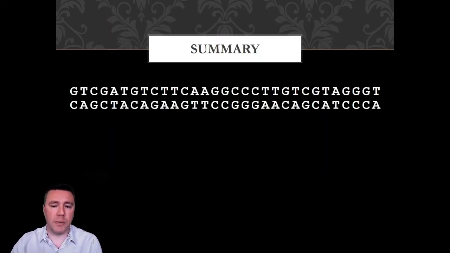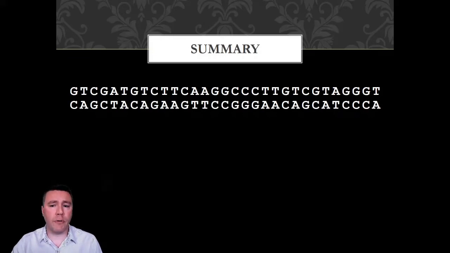Here I have some DNA, a small region of a gene, and I know this is DNA for a couple of reasons. One is because there are two strands, and DNA has two strands. And the other reason is because there's thymine in it. And remember, RNA doesn't have thymine, only DNA does.